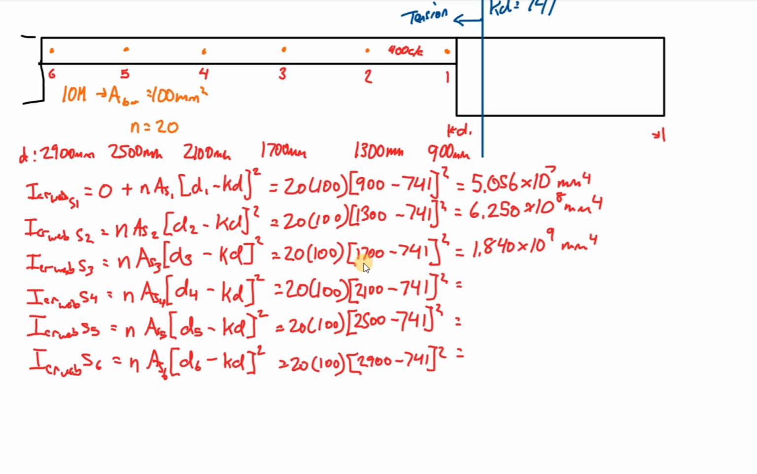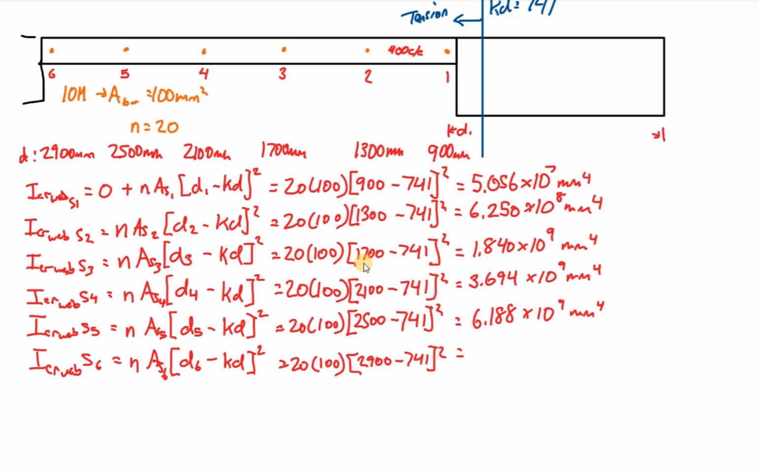So then going from 1700 to 2100, I'm just going to go back here and make the same change. All right, 3.694, and that is also times 10 to the 9. Do the same thing now. From 2100, use 2500. All right, we get 6.188, times that same power, times 10 to the 9.